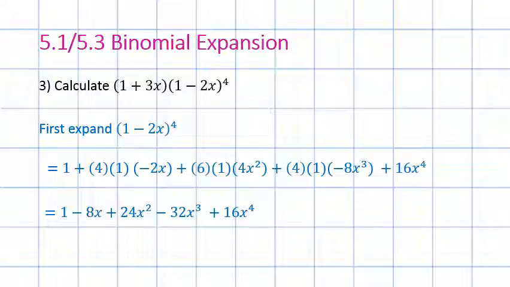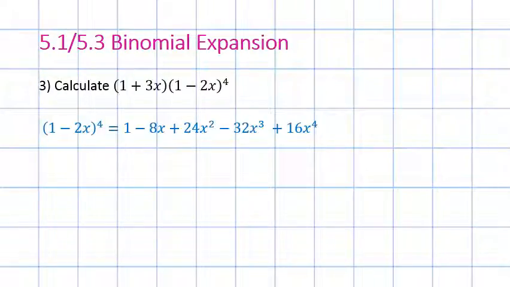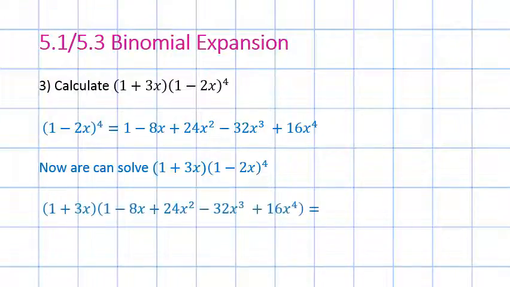So that gives me 1 minus 8x plus 24x squared minus 32x cubed plus 16x to the 4. You'll notice that it goes minus plus minus plus, and I would expect that as your powers go even and odd on your minus 2x. Okay, so we've done that first bit, and that would be the majority of our marks on the question. Okay, so now that we have that answer, we can solve the original question. So that will be 1 plus 3x, and multiply that by 1 minus 2x to the 4. So what we need to do is take the 1 plus 3x and multiply it by the answer that we've just got. So let's do that now.